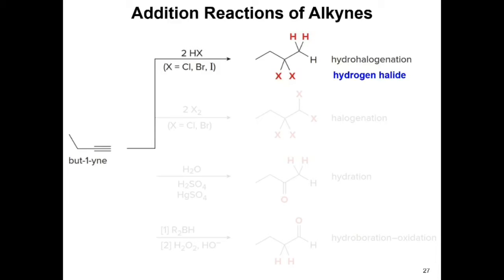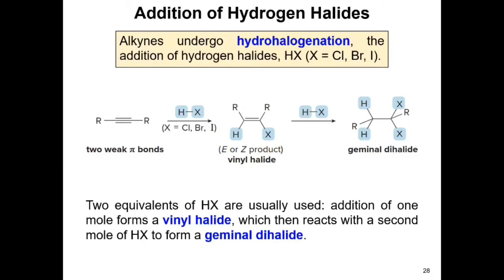The first one here is hydrohalogenation, which is the addition of a hydrogen halide to the chemical structure. So here we have an alkyne reacting with one equivalent of a hydrogen halide, and this results in formation of a vinyl halide, in which you can have an E isomer or a Z isomer. Reacting this vinyl halide with another equivalent of a hydrogen halide results in formation of a geminal dihalide.